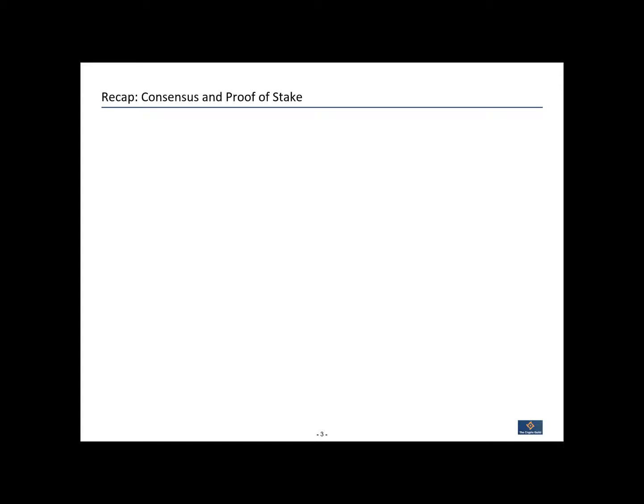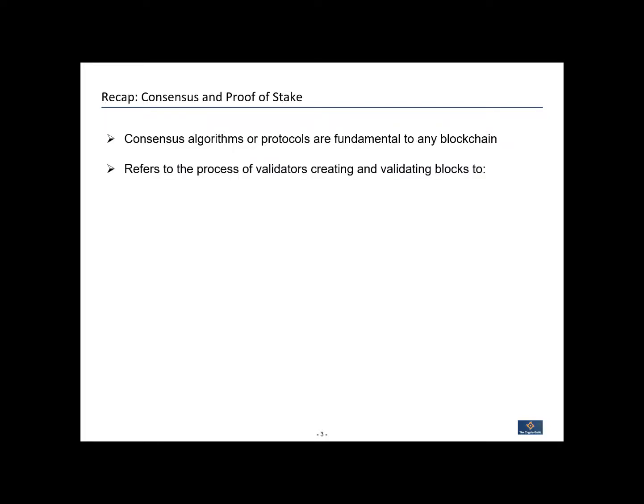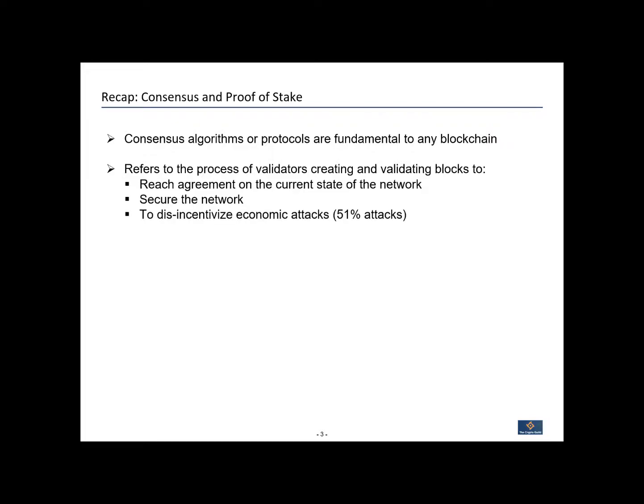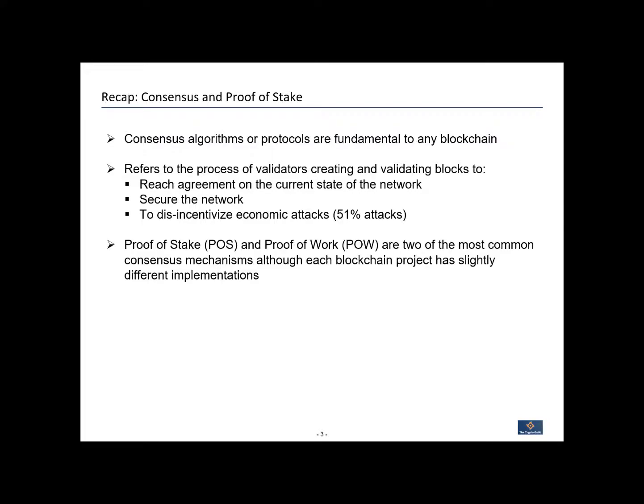quick recap of what we've learned thus far about consensus and proof of stake. First of all, consensus algorithms or protocols are fundamental to any blockchain. It essentially refers to the process of validators creating and validating blocks to reach agreement on the current state of the network, to secure the network, and to disincentivize economic attacks, or more popularly known as the 51% attacks. And proof of stake and proof of work are two of the most common consensus mechanisms, although each blockchain project has slightly different implementations of these consensus algorithms.